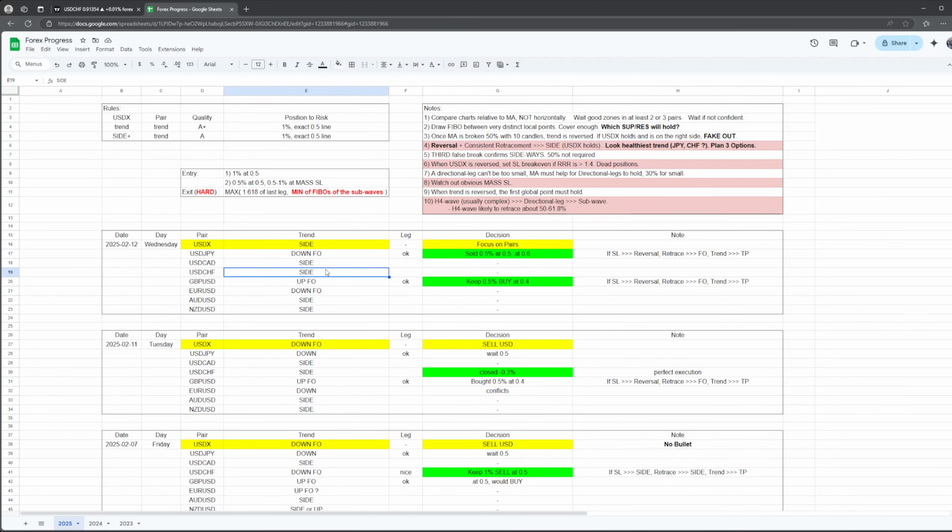Let's write it down. USD Swiss franc trend: the market is doing sideways action, no trend, so we will do nothing.